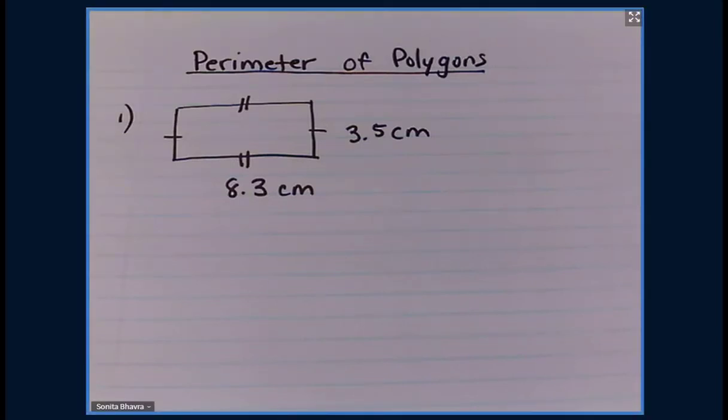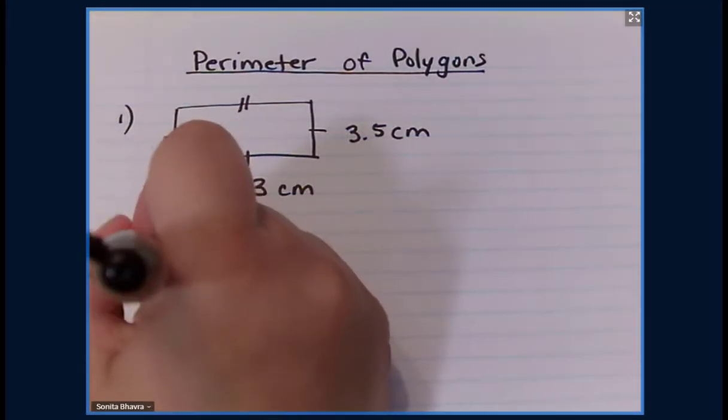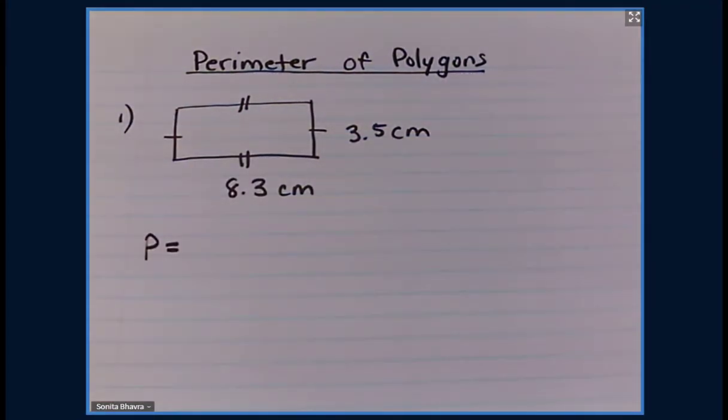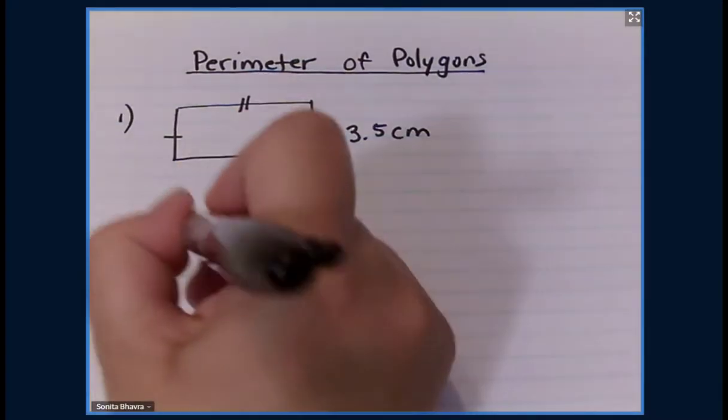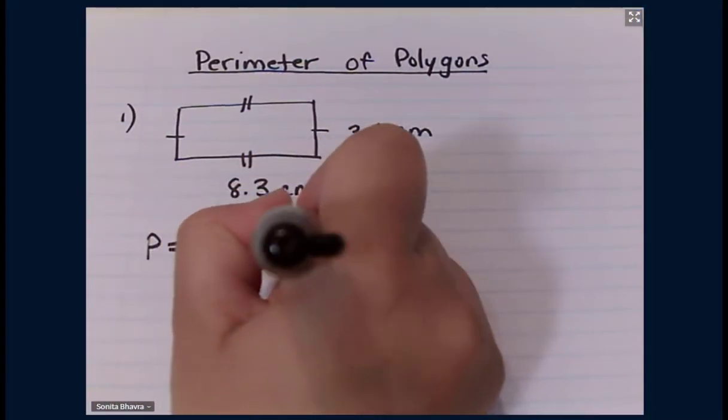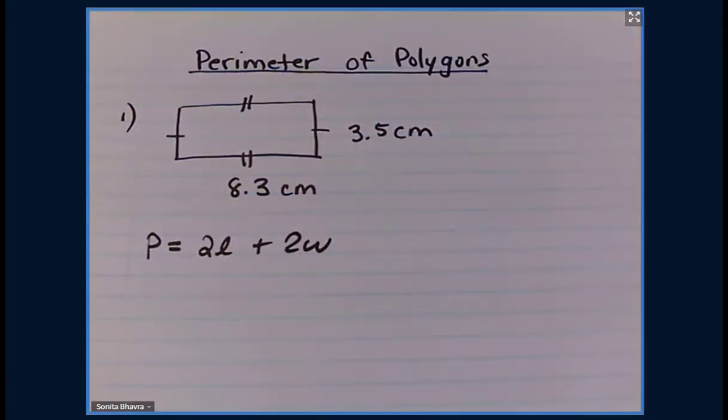Okay, so today's lesson is perimeter of polygons, and we have our first polygon here. It's a rectangle. So we're going to use our formula to solve for the perimeter of this question. So the perimeter is equal to 2L plus 2W. That is the formula for it. We also know that to calculate perimeter, you can just add up all four sides. We're just getting into the habit of using the formula.